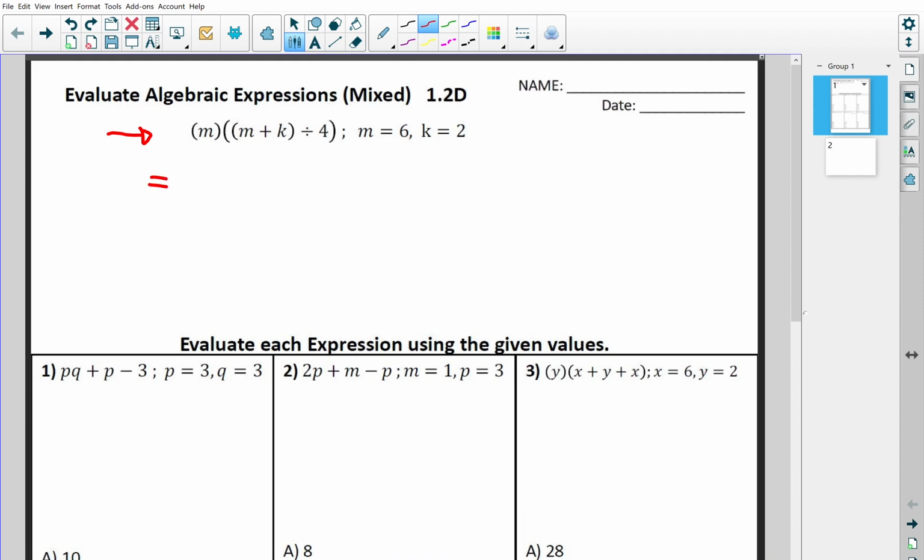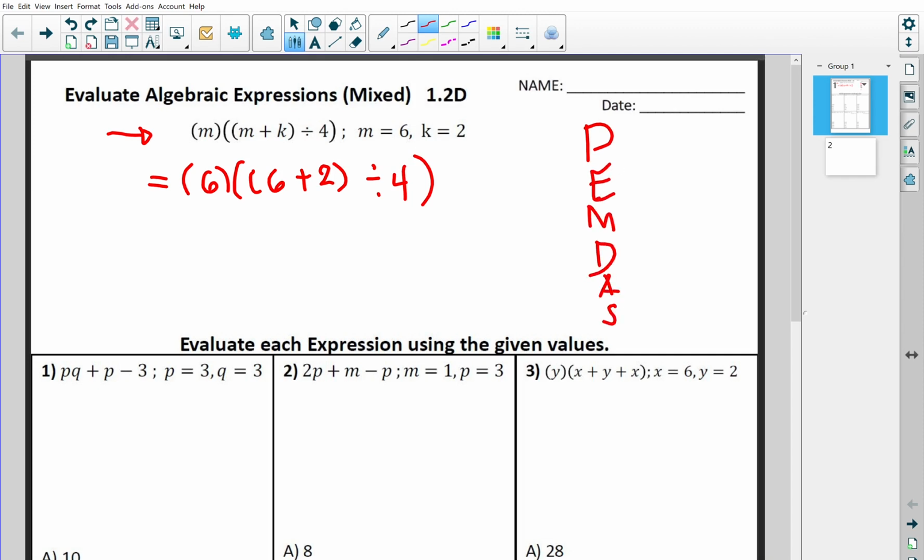Let's start. First, we need to rewrite the expression, but we have to substitute the values of the variables. M is 6, with the parentheses, double open parentheses, m is 6 and k is 2, close, and then divide by 4, close parentheses. According to the PEMDAS rule, we are going to perform whatever is inside the parentheses. If there's double parentheses, it means we are going to perform the innermost part first, and the innermost part is 6 plus 2. 6 plus 2 is 8.